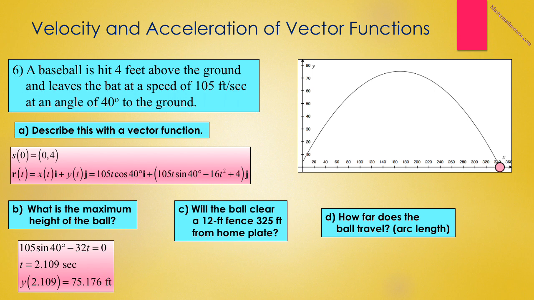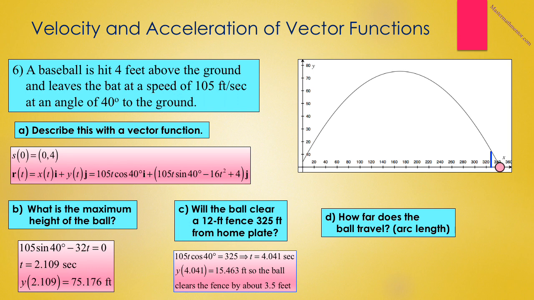Next, we want the maximum height of the ball. So we take the y component and take its derivative and set it equal to 0. So 105 sine of 40 degrees minus 32t equals 0. And using our calculator, we get t is equal to 2.109 seconds. So we then find the height, which is again the y component at 2.109, and we get 75.176 feet, which corresponds to the graph.